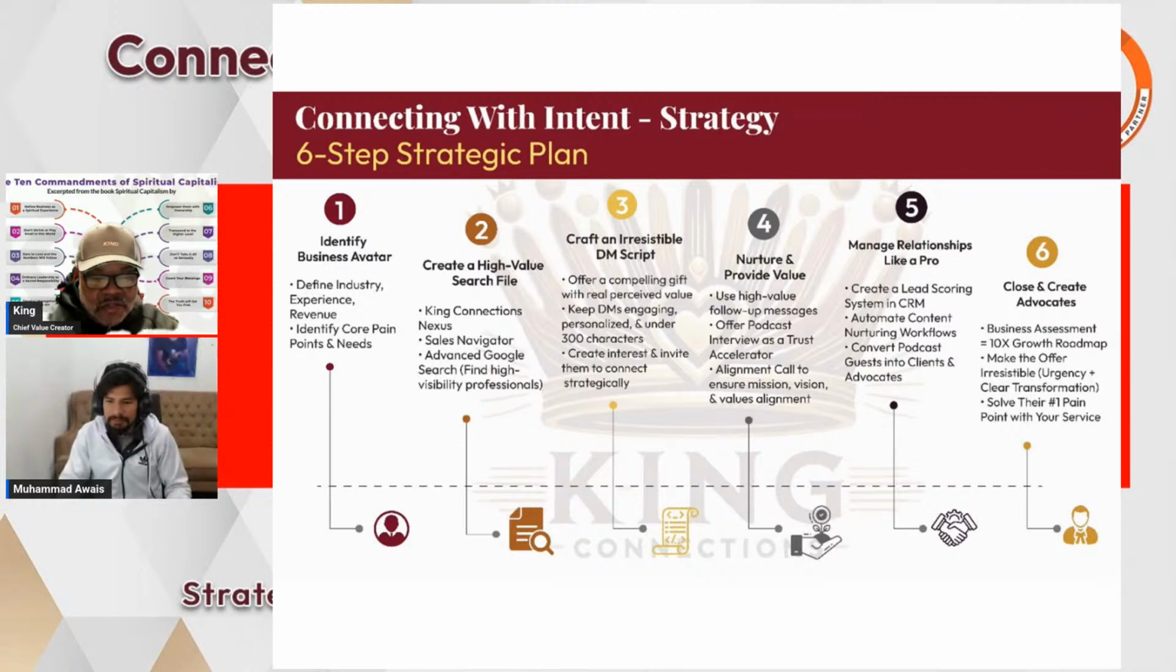Now, step two, and we're going to walk through each step individually, but I'm laying out the 3-step process that we're going to cover. Next, we're going to talk about how you create a high-value search file. Once you define who your avatar is, then we're going to look at how you go about searching for them. I have 3 platforms that I use to search for these individuals. My King Connections Nexus database, which is my online membership database. We're not going to cover that today, but that's one of the tools that I use because I have over 5,000 highly influential and connected individuals in my membership, King Connection Nexus.